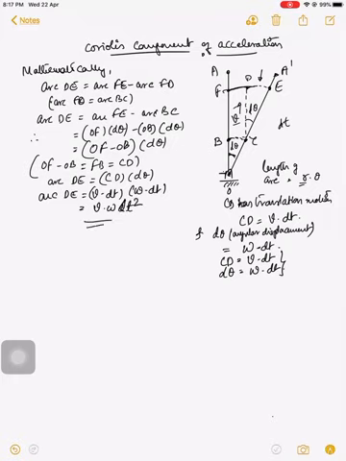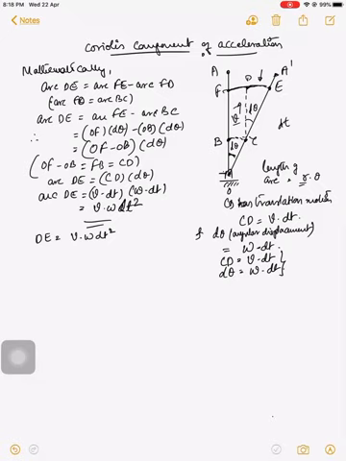dt square. Now, as this arc DE is very small, it can be considered as a chord. So there is no arc at all. So therefore DE is equal to V omega dt square, which is the displacement between point D and E.